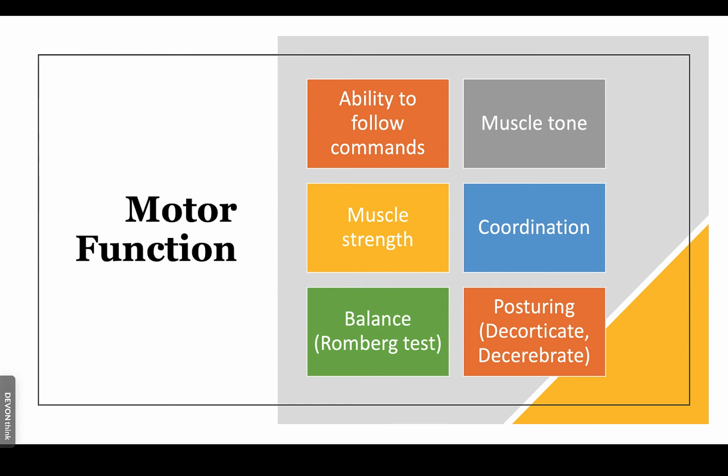You can test their coordination to get at their cerebellar function, which is rapidly alternating movements. And you can do that in two different ways that you've probably seen. I think neurosurgeons do the most, the finger to thumb. And there's a video on the course to show you also how to do that.